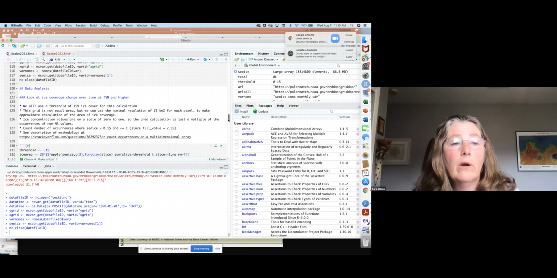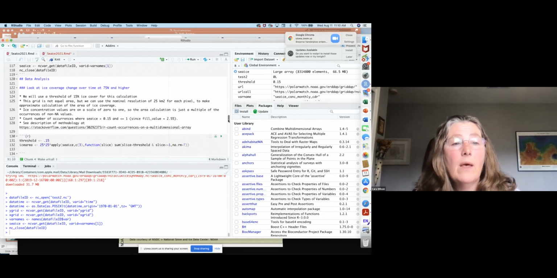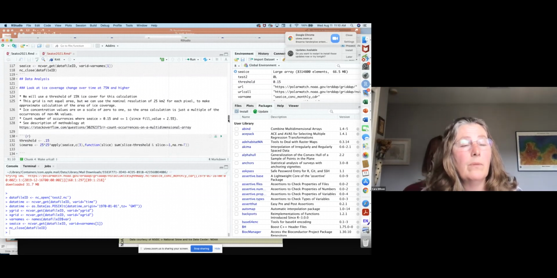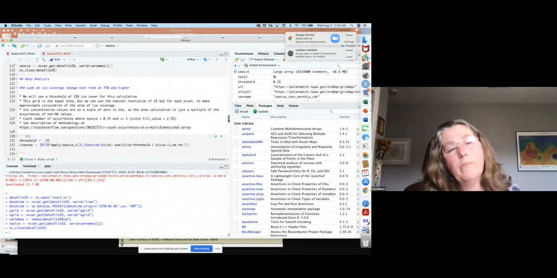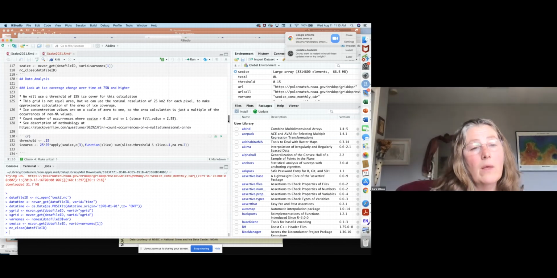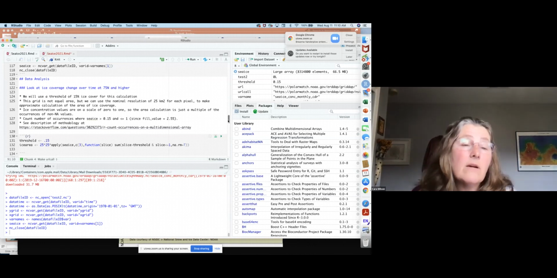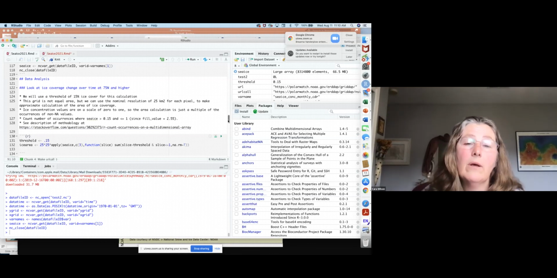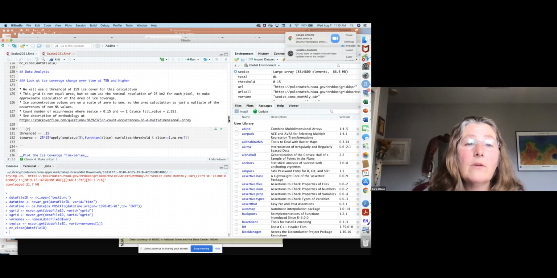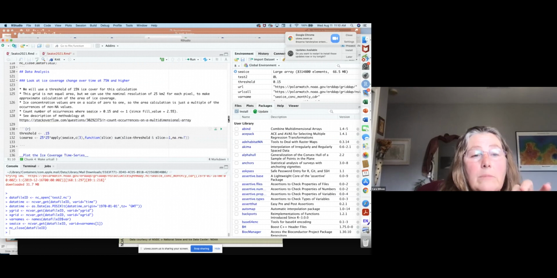And now we have this data. This data is roughly on a 25 by 25 kilometer grid. It's not exactly, but for these purposes, which are sort of quick and dirty, we're just going to assume that every grid is the same size, so that if we just multiply this by the size of that area, we will get the sea ice extent.